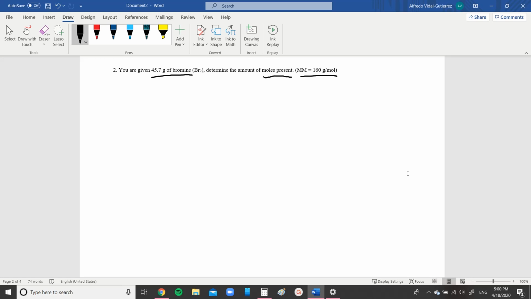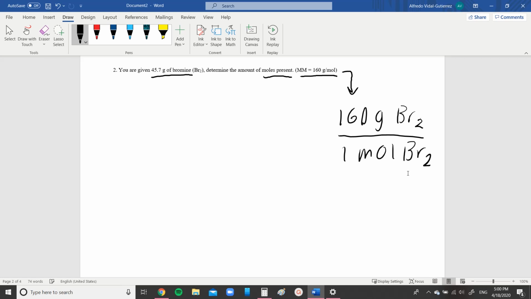And if I want to rewrite that molar mass into the format that I like, I keep grams up top. So it'll be 160 grams of Br2 over 1 mole of Br2. So if I have 1 mole of Br2, then that means I have 160 grams of Br2, and vice versa. And the actual unit conversion that I'm being asked to complete is going from grams of bromine, this is what I've been given, to moles of bromine.